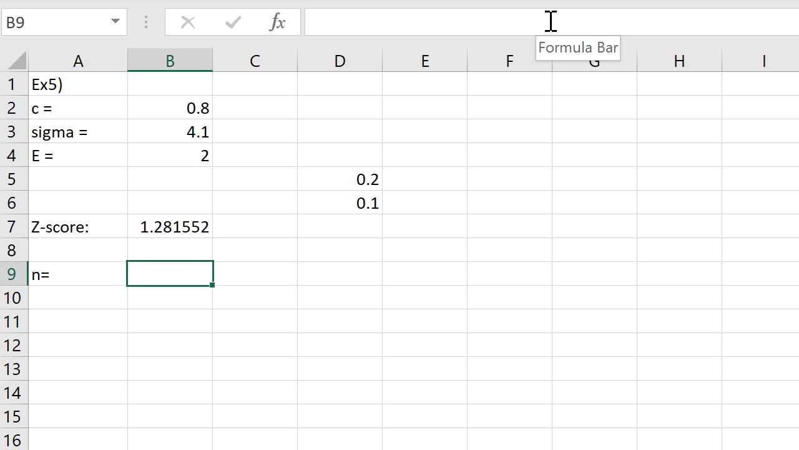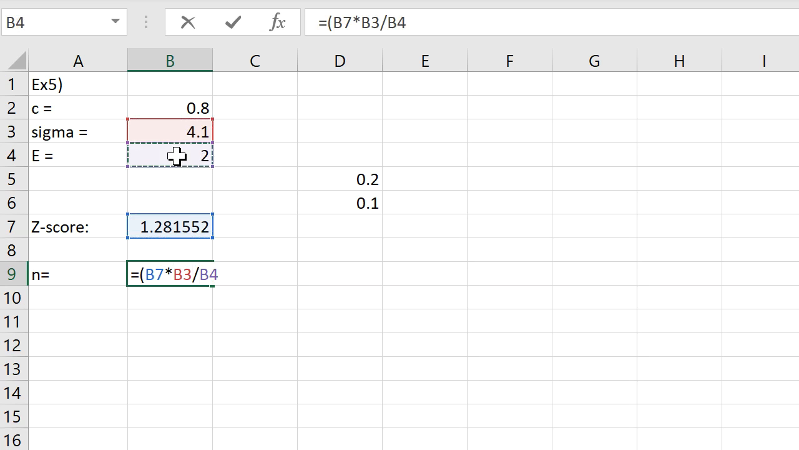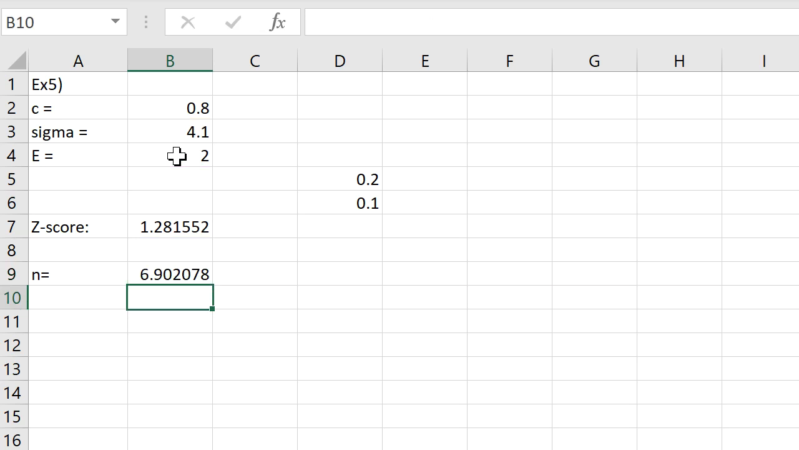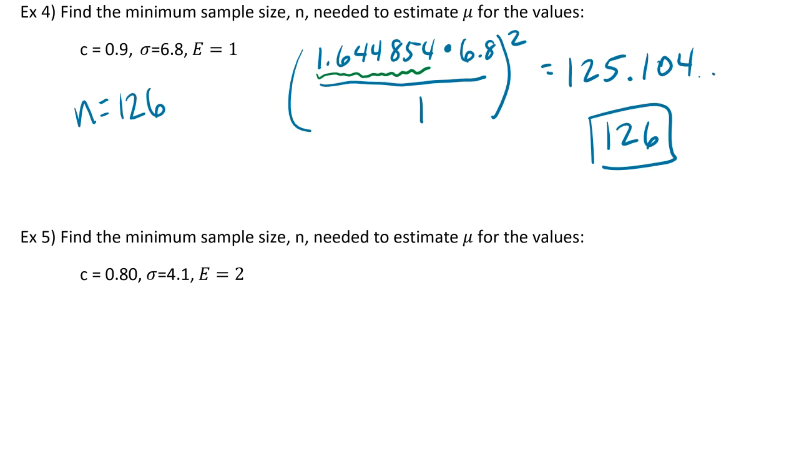All right, so now to find our n, equals parentheses our z-score times sigma divided by e, close the parentheses, and then square it by doing caret 2. Hit enter, and we get 6.9, which is going to round up to 7. So one last time, let's go back to the notes. And we found that n equals 7.